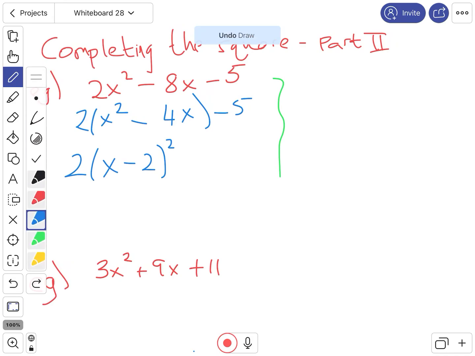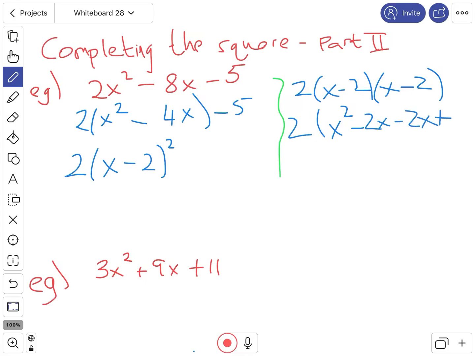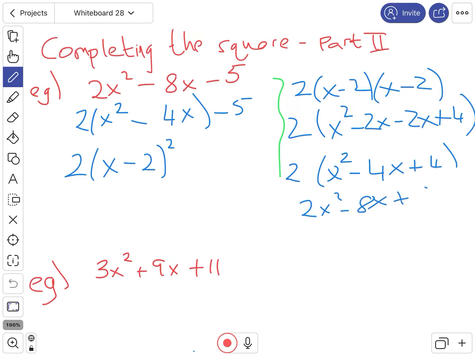So when I multiply that out, I have 2 by x minus 2 squared, which I'm going to just write as x minus 2 twice instead. I'm going to multiply in these brackets. That's going to be x squared minus 2x minus 2x and plus 4. So I have 2, then I have x squared minus 4x and plus 4. And I have 2x squared, when I multiply that out, minus 8x and plus 8.